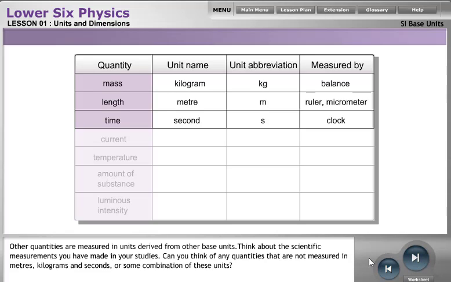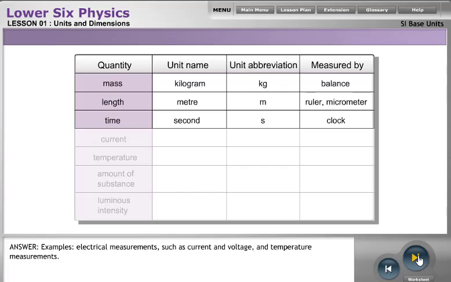Other quantities are measured in units derived from other base units. Think about the scientific measurements you have made in your studies. Can you think of any quantities that are not measured in meters, kilograms, and seconds, or some combination? Answer. Examples, electrical measurements such as current and voltage, and temperature measurements. Click in the bottom left-hand corner of the table to see the 4 remaining SI base quantities.